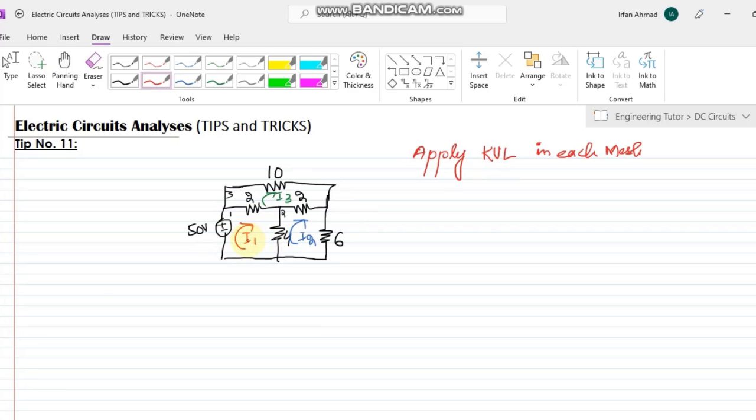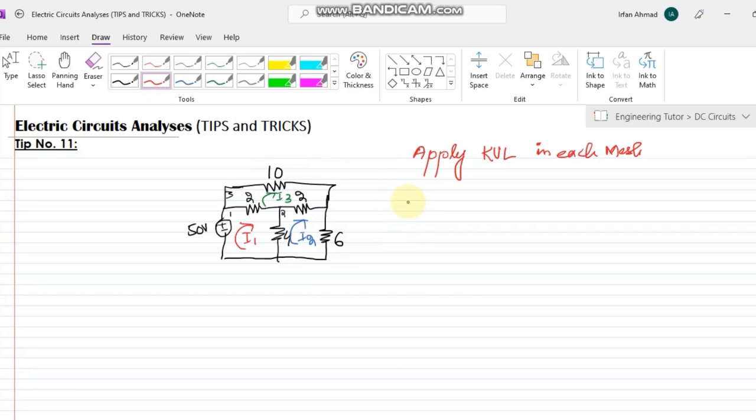After applying the KVL in each mesh and then simplifying the equations, it will be somehow harder for us to find all the equations, and at the end we have to solve the equations as well by using whatever method you are going to use, by using the matrices or any other method. So it will be harder, and take so much time for constructing the equations and then solving those equations. Instead of that, I can use another method here, which I am going to describe. So what is that method?